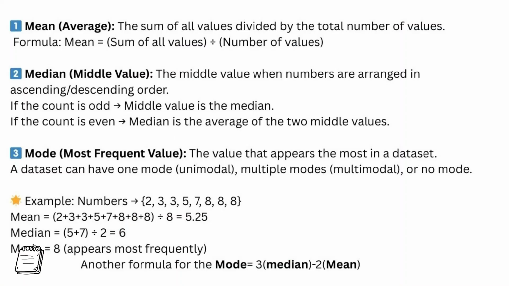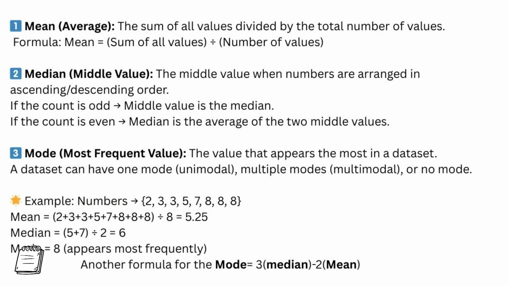So what are mean, median, and mode? Mean is also called the average. It's the sum of all values divided by the number of values. It's an easy to calculate number. Second, median. The median is the middle value when the data is arranged in order. If there is an even number of values, the median is the average of the two middle numbers.